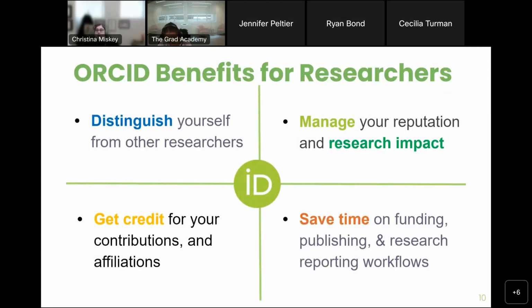So as a researcher, once you have filled in your ORCID record and continue to authorize organizations as trusted parties connected to your ORCID record, you can use ORCID to distinguish yourself from others, manage your reputation and research impact, get credit for your research, contributions, and affiliations, and ultimately save time on data entry for funding, publishing, and research reporting workflows.